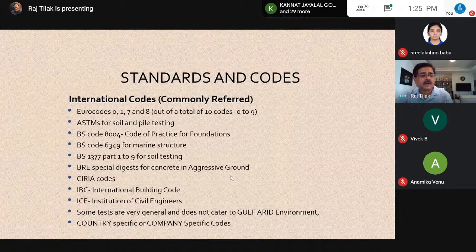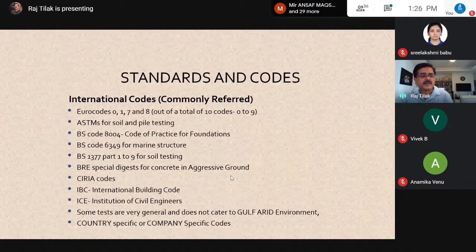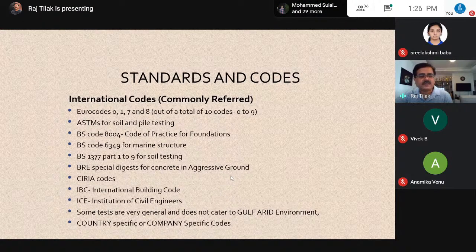Some companies, meaning the owners, have their specific codes, and you may need to follow that, or they could be country specific, like in Russia. You cannot rely on BS and ASTMs and Eurocodes. There is a whole set of GOST and SNiP codes that you need to follow. Similarly, for Algeria, it could be a French code, which is popular there.